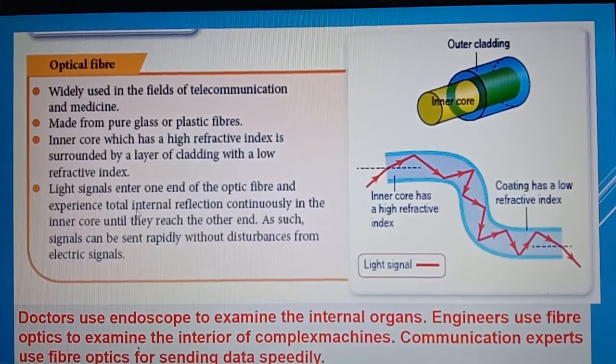Okay, so this optical fiber can be used in the medical side. For example, doctors use an endoscope to examine internal organs by using optical fibers. Engineers use fiber optics to examine the interior of complex machines. Communication experts use fiber optics for sending data speedily. So when we talk about total internal reflection for telecommunication, there is no loss of signal. So the image formed will be brighter, or the signal received will be maximum. Okay, that's the advantage of optical fiber.